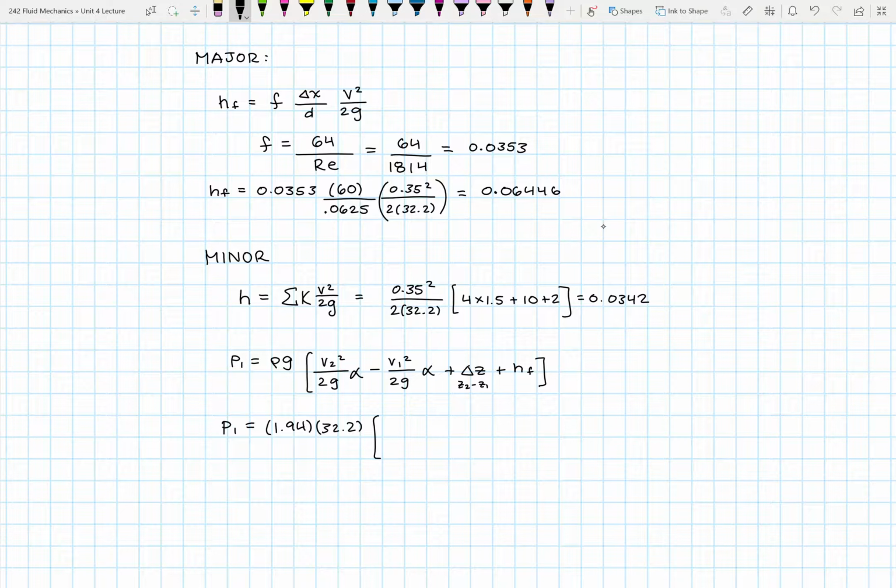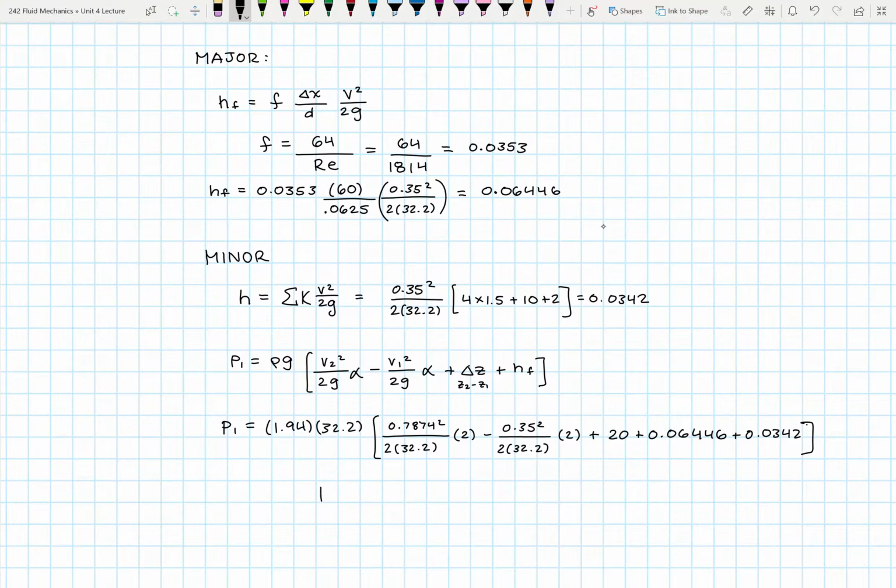V2 was 0.7874 squared over 2g. Now we have this alpha of 2. Plug in this term, with its alpha, also 2. Delta z is still 20, plus our losses that we just calculated. Quite a long expression there.